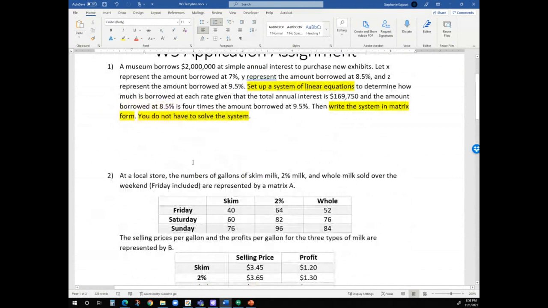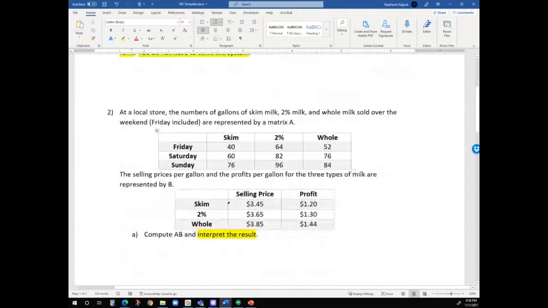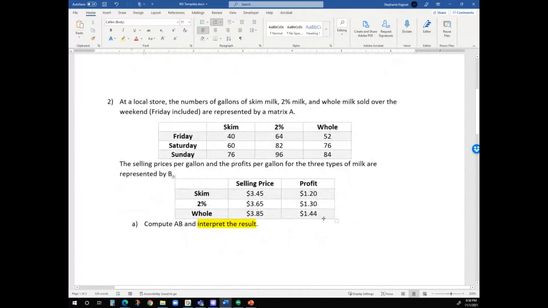That's how it works. So that's all I really wanted to point out about the application assignment. And if you check your work with Octave, you can go ahead and paste that check in or something like that. That works. Any questions about the application assignment?